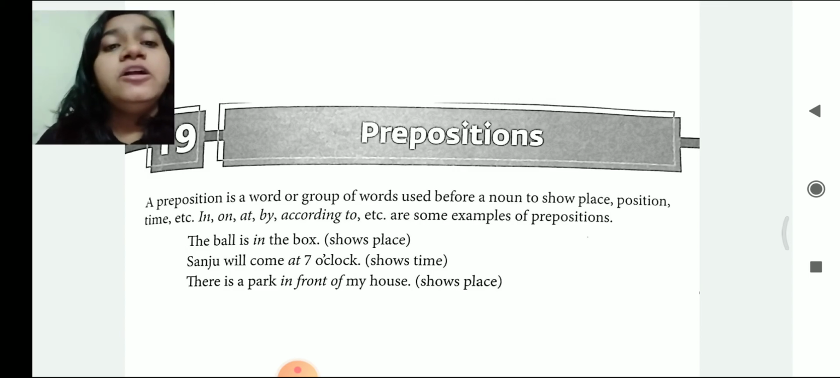But remember, don't write in, on, at as an example of the preposition. You have to write compulsorily the full sentence. The example given below is: the ball is in the box, which shows the place. So you can write the same as a part of your example if the definition appears in the test or in the semester exams.